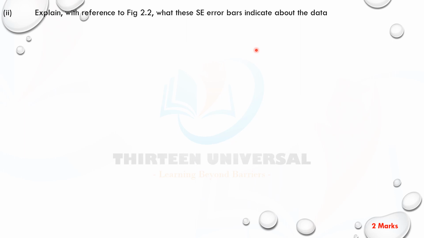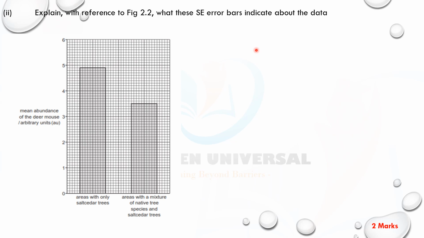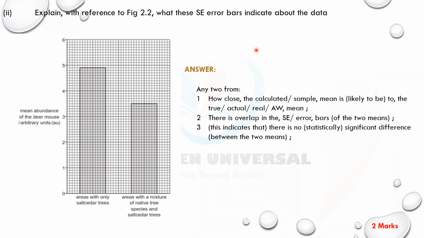And of course, from what we drew there is overlap. So both bars overlapped. That means there is no significant difference between them. Okay, we have drawn them. So because of that overlap, how close is the calculated mean likely to be to the true mean? There's overlap, so this indicates there's no significant difference. Once there's overlap, no significant difference.